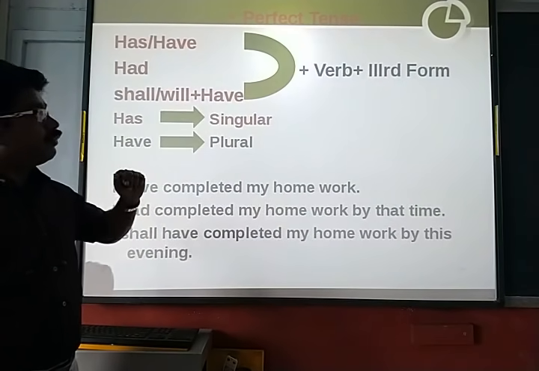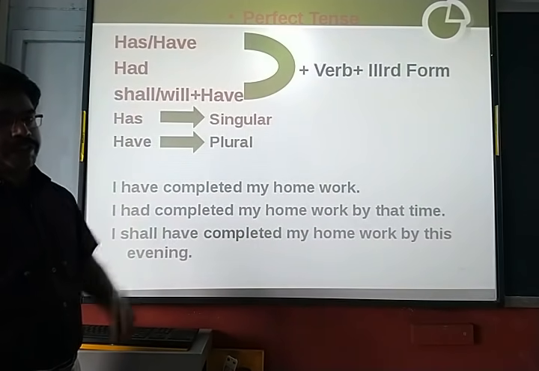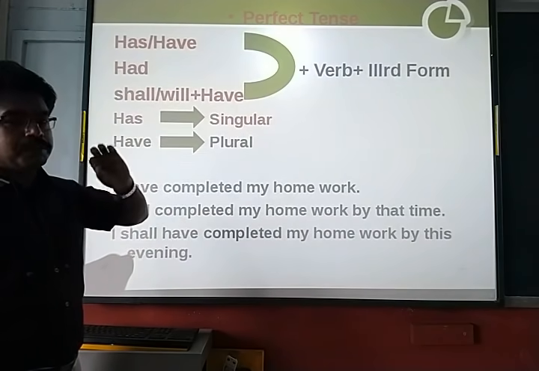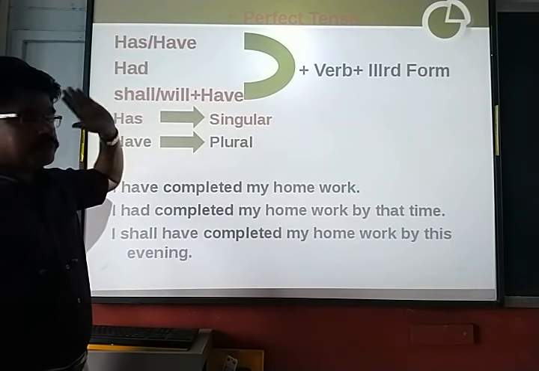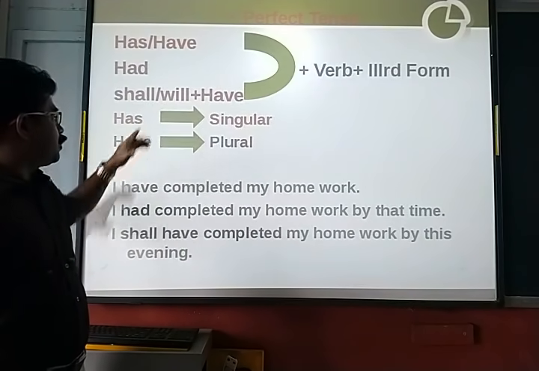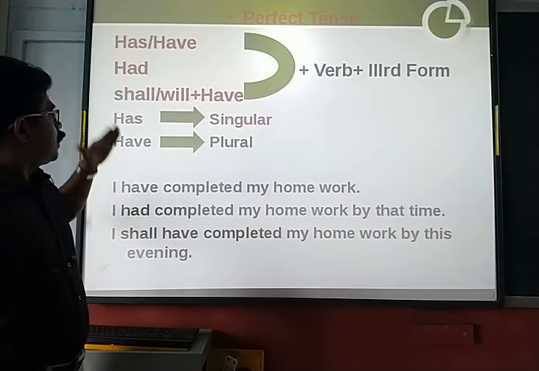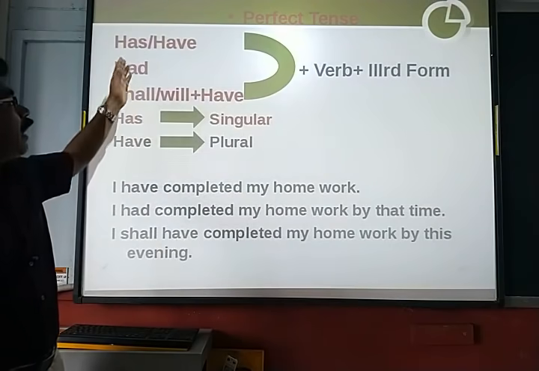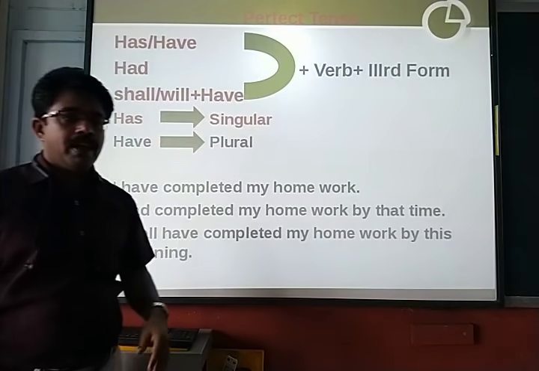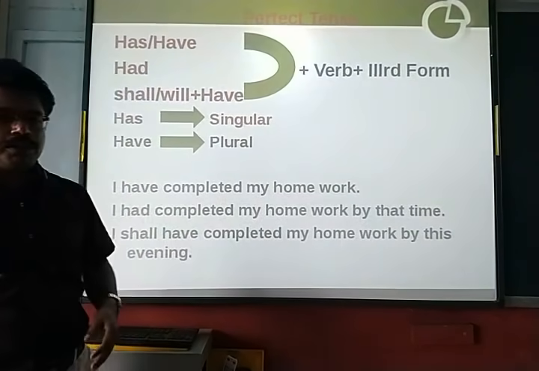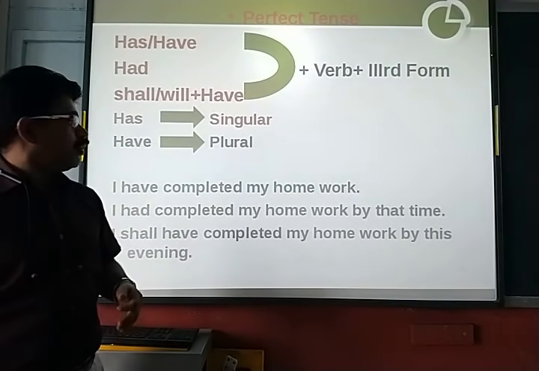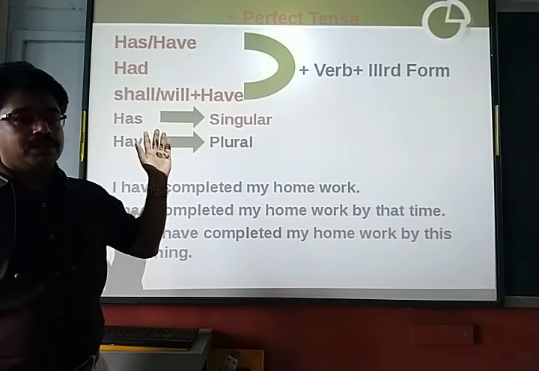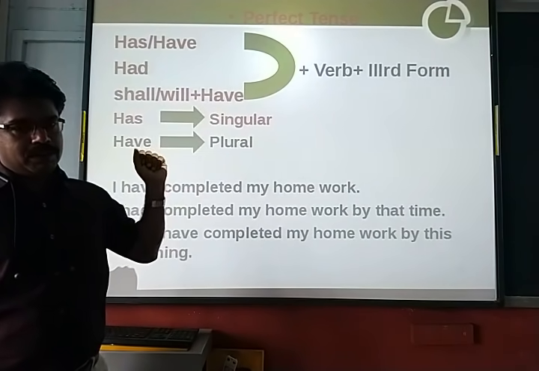Moving further, we have got perfect tense. Again, I have just written perfect tense. It can be present perfect, it can be past perfect, it can be future perfect. So let's start with has or have. Naturally, when has or have is used, we know that it is present tense.